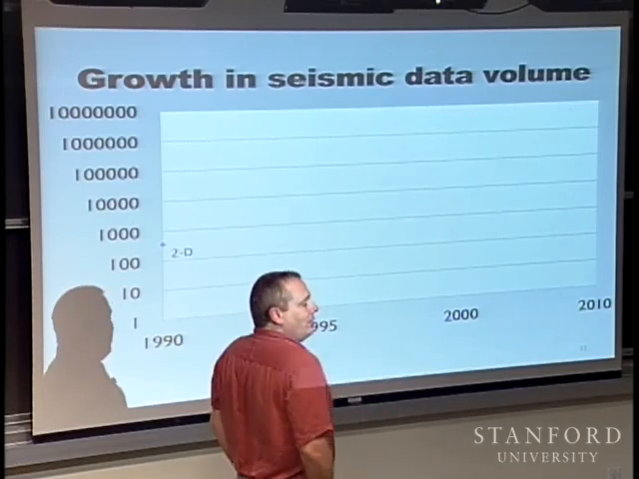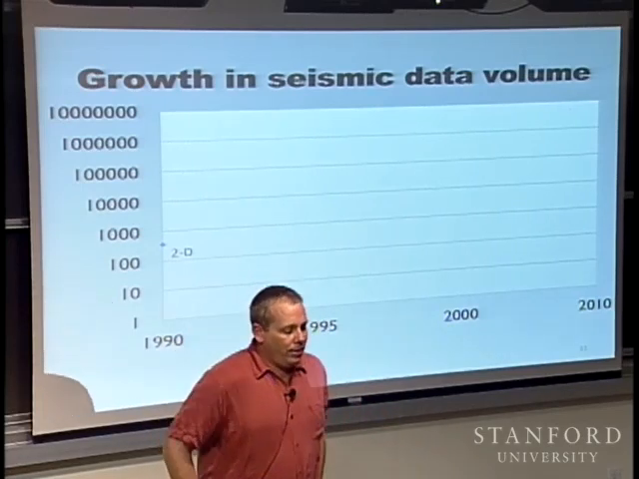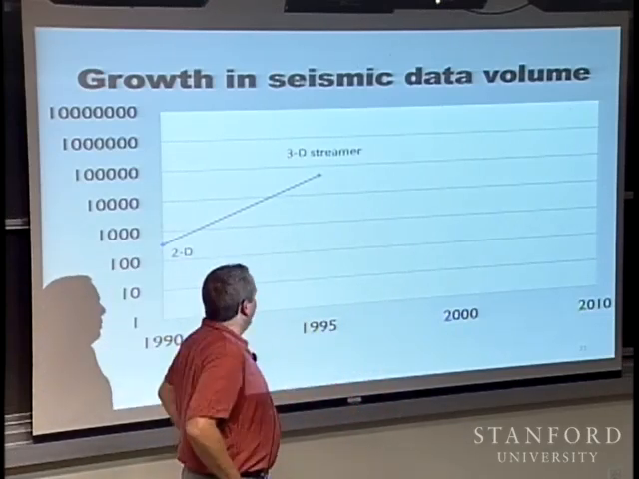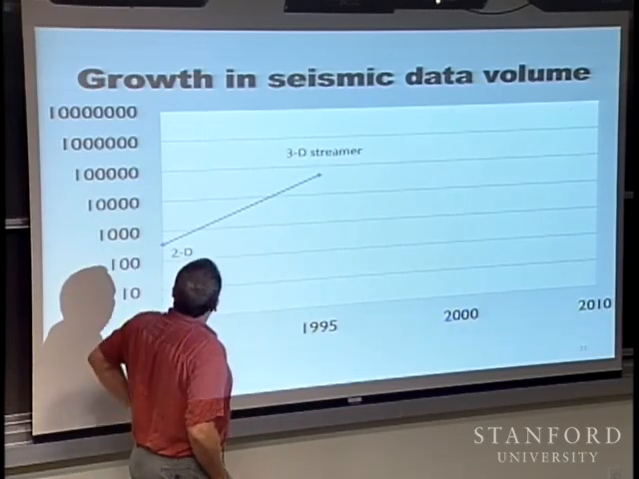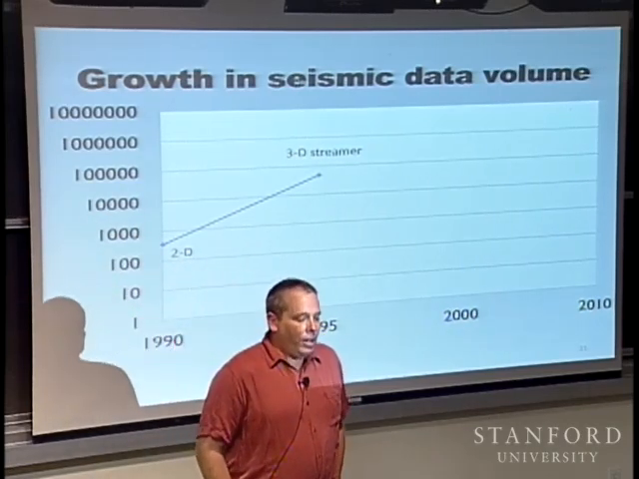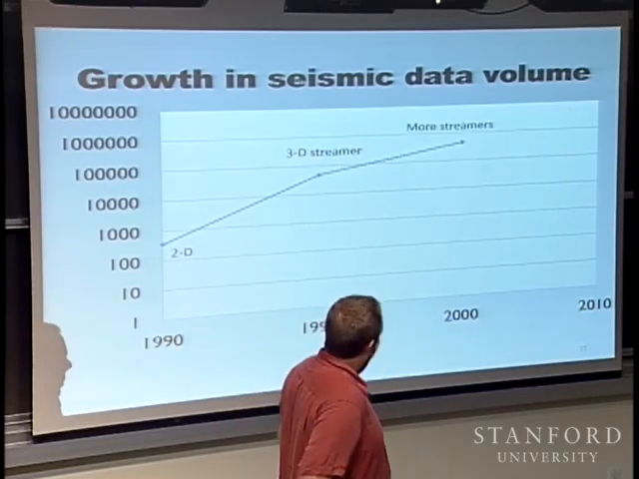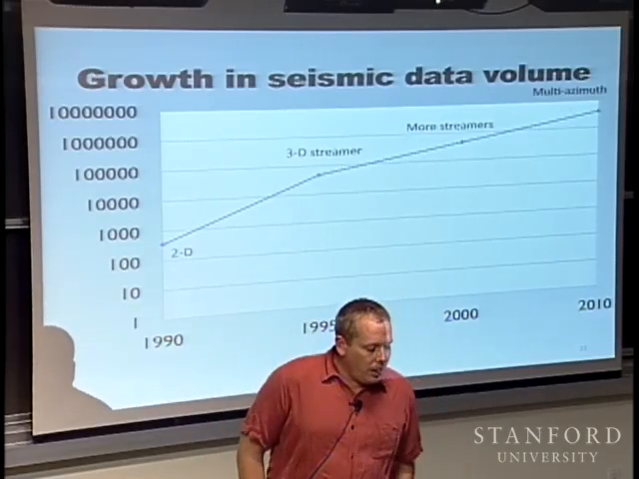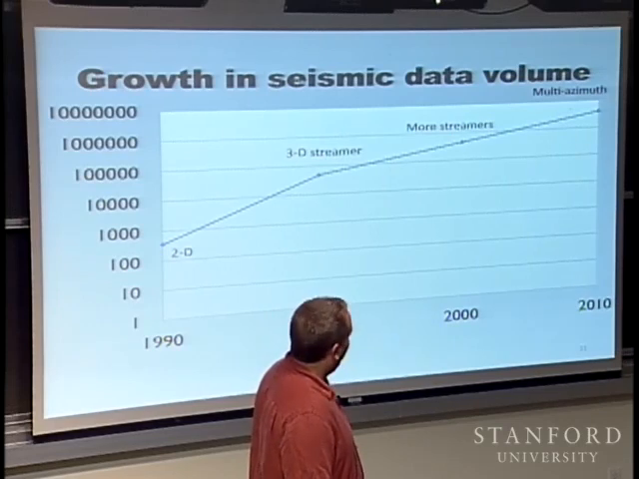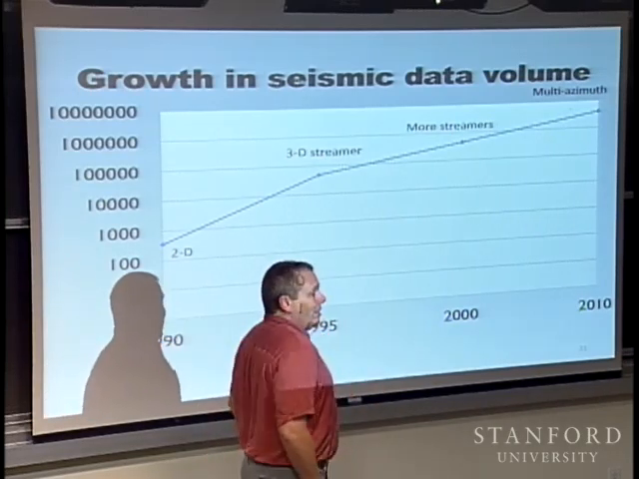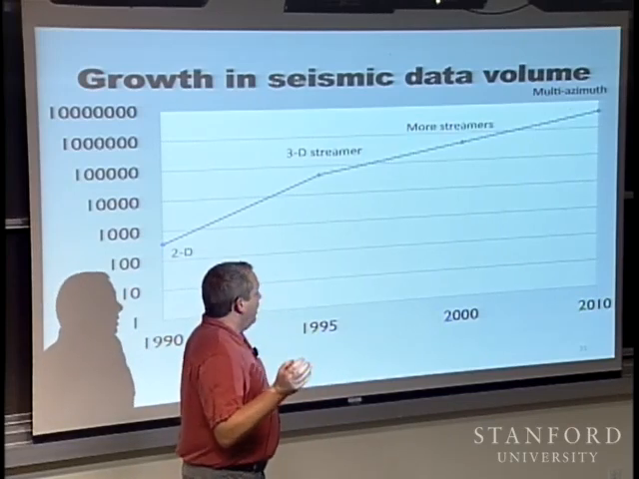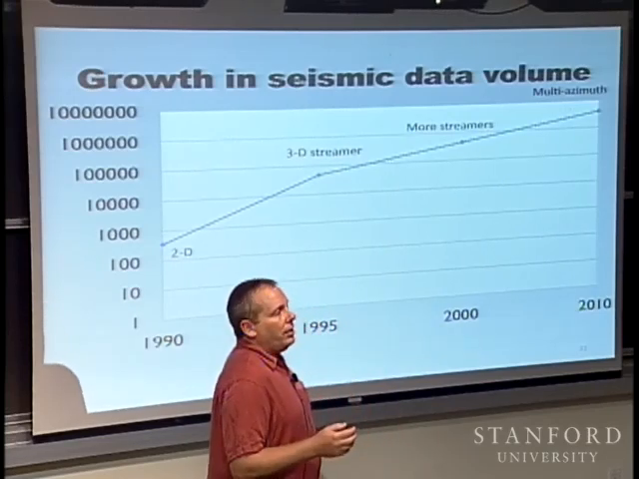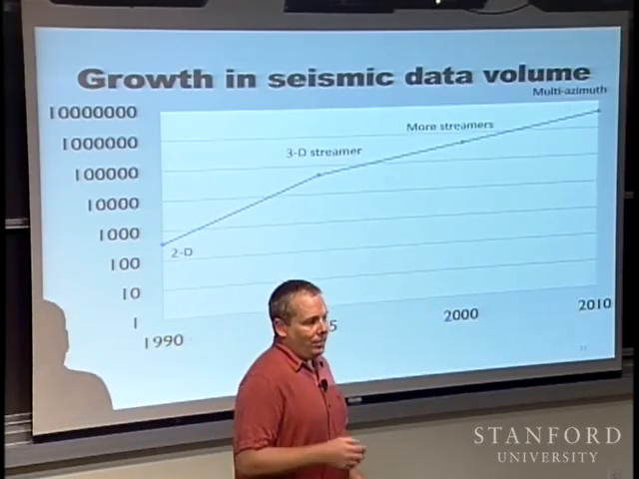I want to show you the growth over the last 20 years. In 1990, we were getting 2D data sets, and they were in the hundreds of megabytes in size. By about 1995, we had our first data set with these multiple streamers in 3D. And now we're starting to see data volumes of tens of gigabytes. We got more cables, and we started getting larger. The data set we got in 2010 was our first multi-azimuth data set, and it's still a teeny-beady data set as far as the oil industry is concerned. It's about 30 terabytes. So we have really large data. The oil industry is dealing with data sets that are half a petabyte in size for a survey.